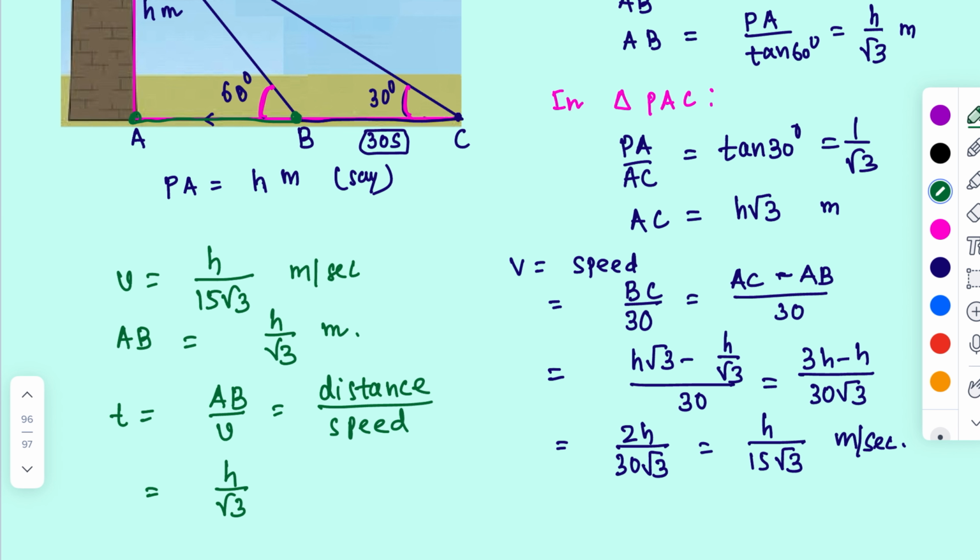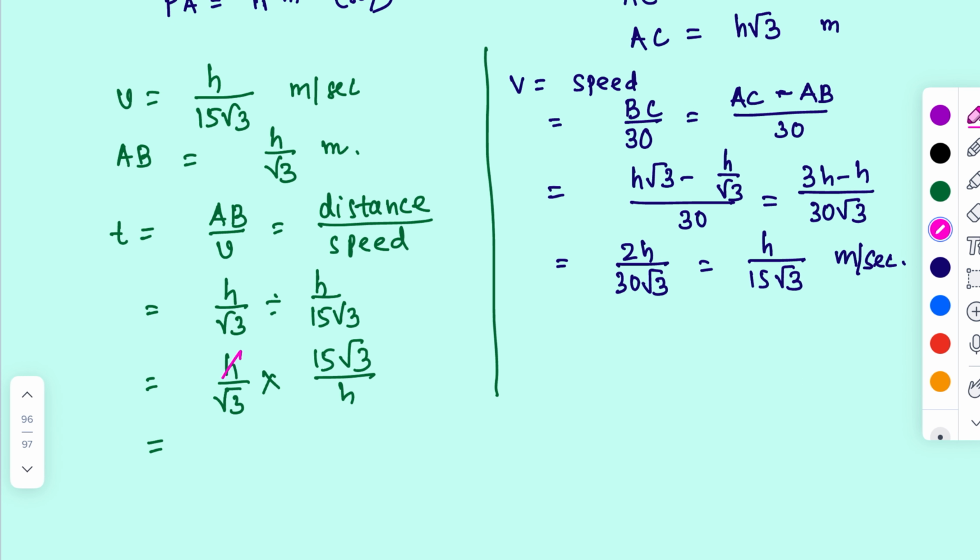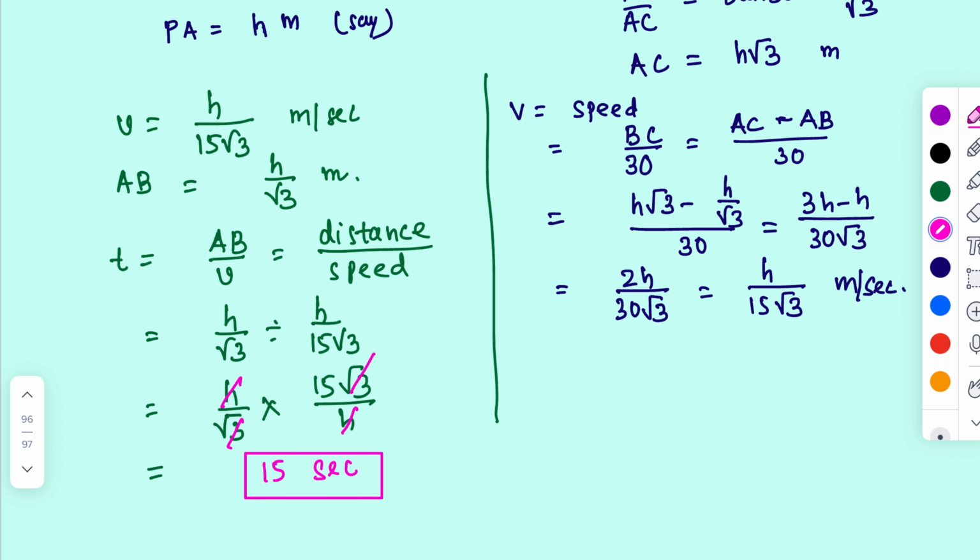So here distance AB is h by root 3 divided by speed V, which is h by 15 into root 3. So we can write this as h by root 3 multiplied by 15 into root 3 by h. h will be cancelled out, root 3 will be cancelled out, that is 15 seconds. That means his friend needs 15 seconds to reach from point B to point A.